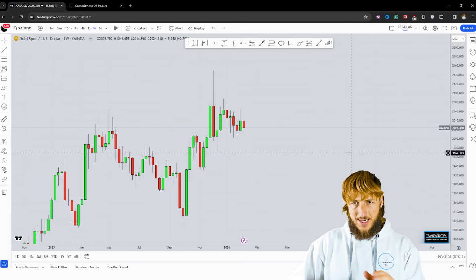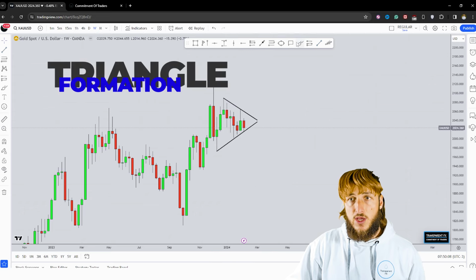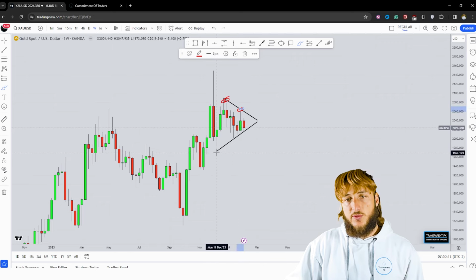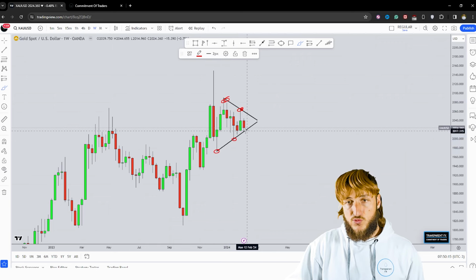Now, continuing with analysis here on the weekly time frame, it is quite clear that at the moment the market is trying to create, and actually already creating, this triangle formation. In fact, we can see how it has been creating lower highs, but at the same time it has been creating higher lows as well.